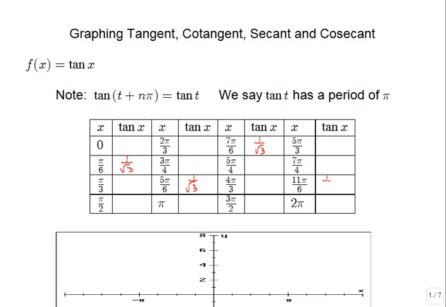Then we have to think about quadrants. In quadrant 1, tangent is positive. In quadrant 2, tangent is negative. In quadrant 3, tangent is positive. And in quadrant 4, tangent is negative.